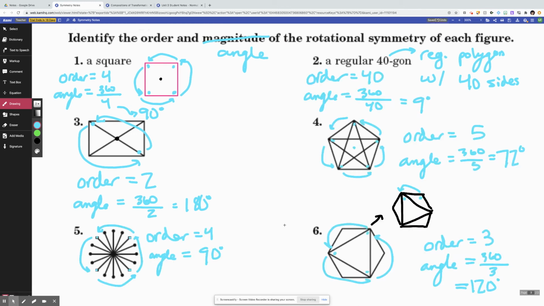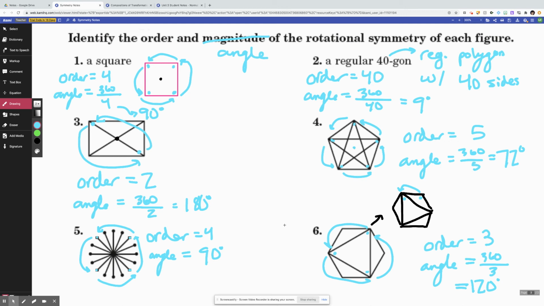All right, folks, so here are the others filled in. Okay, so number 2 was a regular 40-gon. That's actually what we call it. So remember, the rule for regular polygons is the number of sides is equal to the order of rotational symmetry. Okay, so the order here is 40, which means the angle is much smaller. It's only 9 degrees, which makes sense, right?